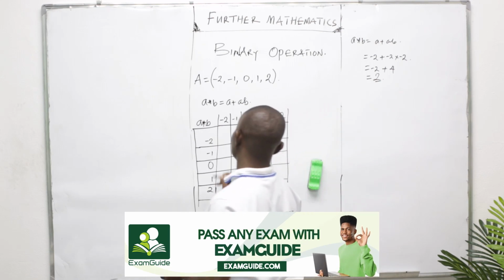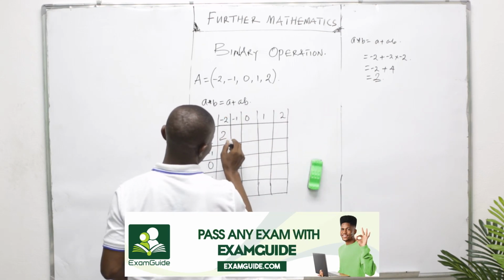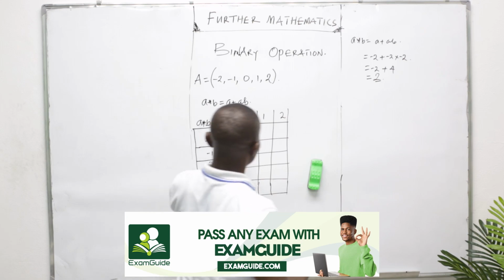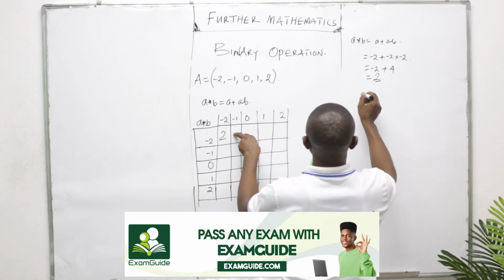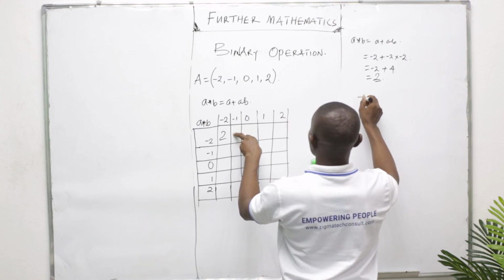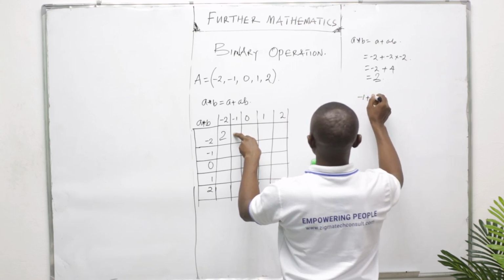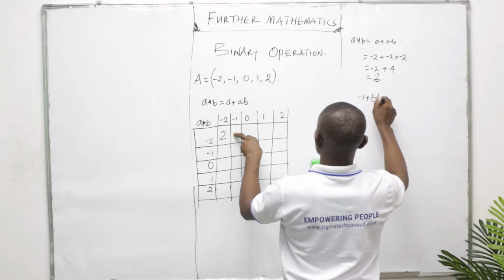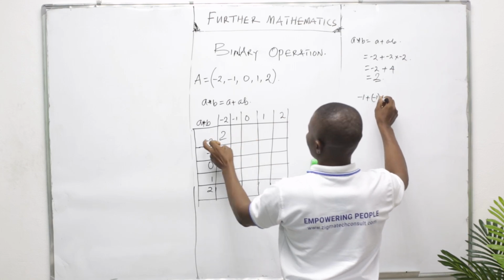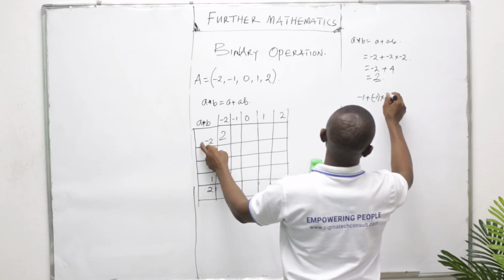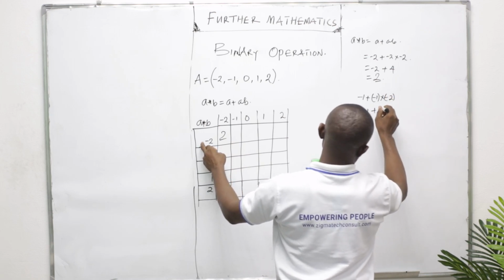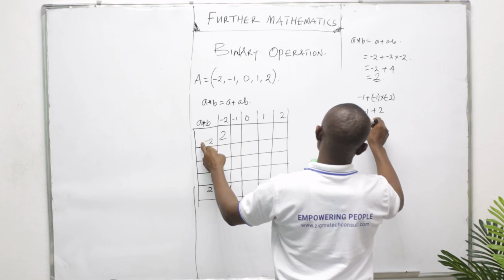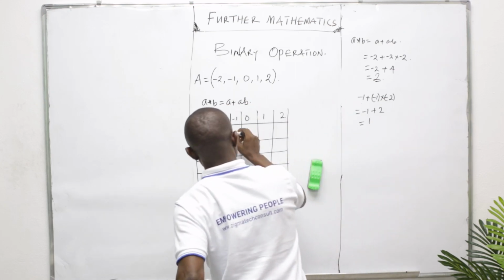You write 2. Then for this, -1, which is A, plus -1, let me put in brackets, times who? B, -2. This will give us -1 plus 2 equals 1. The answer here is 1.